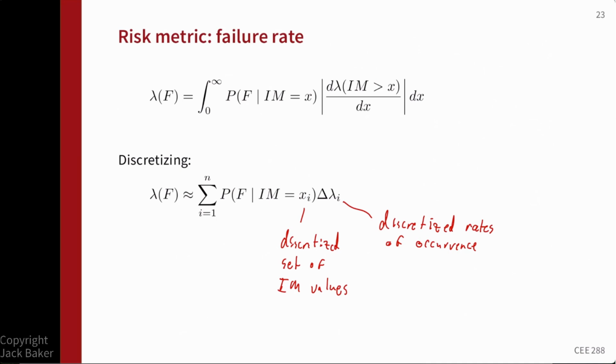Okay, so with that setup, and particularly with the discretization, we can think about our general form of this failure rate up top. If we discretize to solve this numerically, we've got it rewritten here where we're going to do a summation. We've got a discretized set of IM values, and we've got discretized rates of occurrence. We'll just put those things together and add them up. That's a kind of numerical integration.